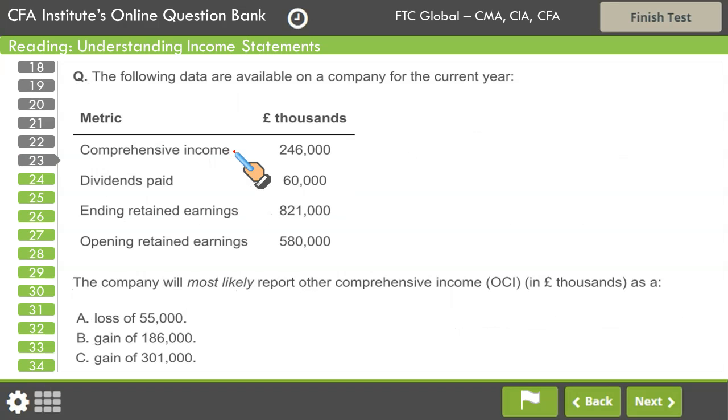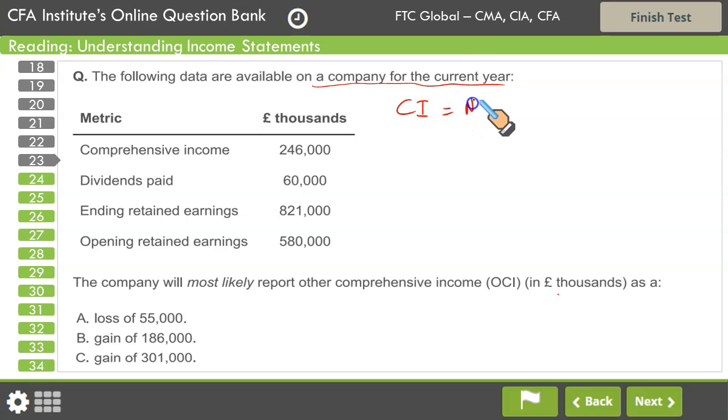Next. The following data are available on a company for the current year. We have been given comprehensive income, dividends paid, earnings retained at the end, and earnings retained at the start. In other words, opening retained earnings and closing retained earnings. What are we required to do? The company will most likely report other comprehensive income in pounds, in thousands, as we just learned a little while ago.